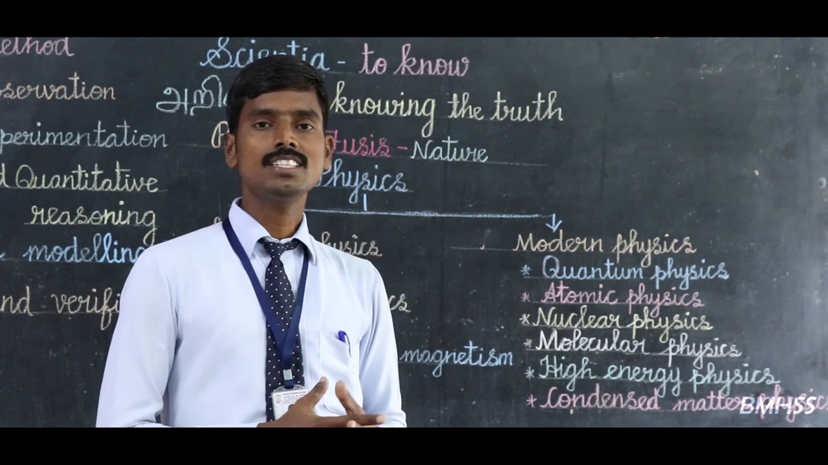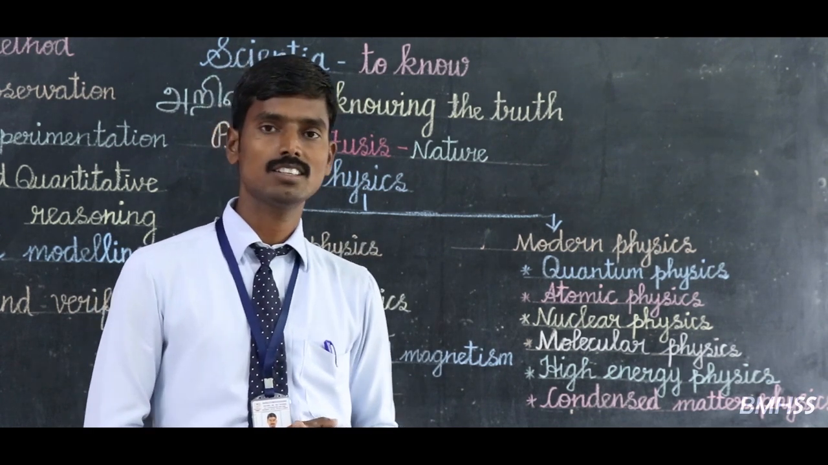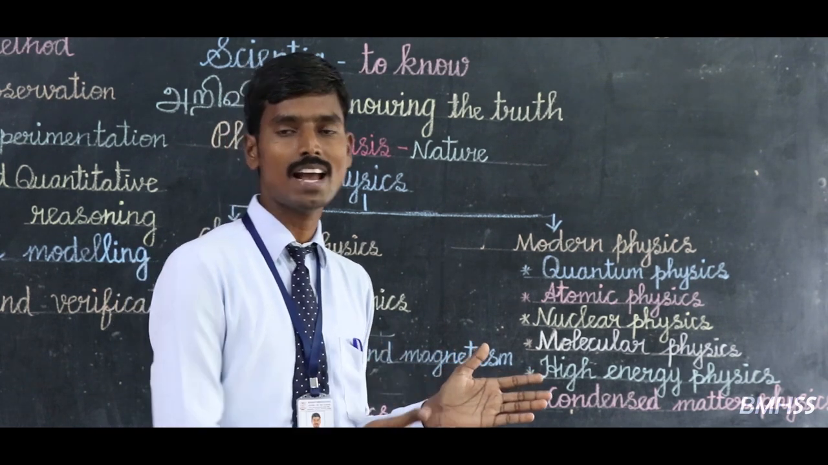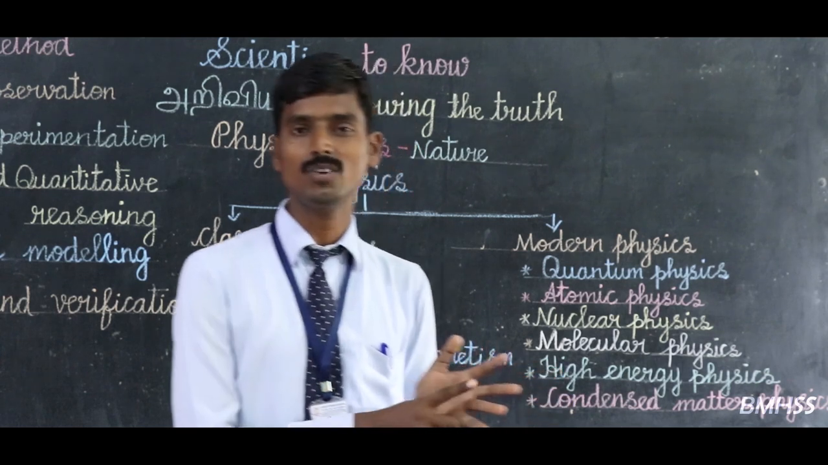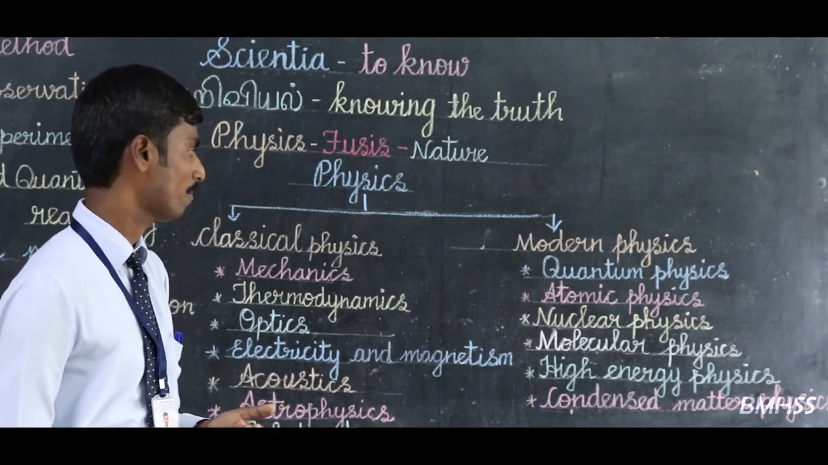Condensed matter physics deals with matter. Matter is classified into three types: solid, liquid, and gas, and also the subatomic level, with sub-branches such as nanoscience and nanotechnology. These also deal with condensed matter physics.